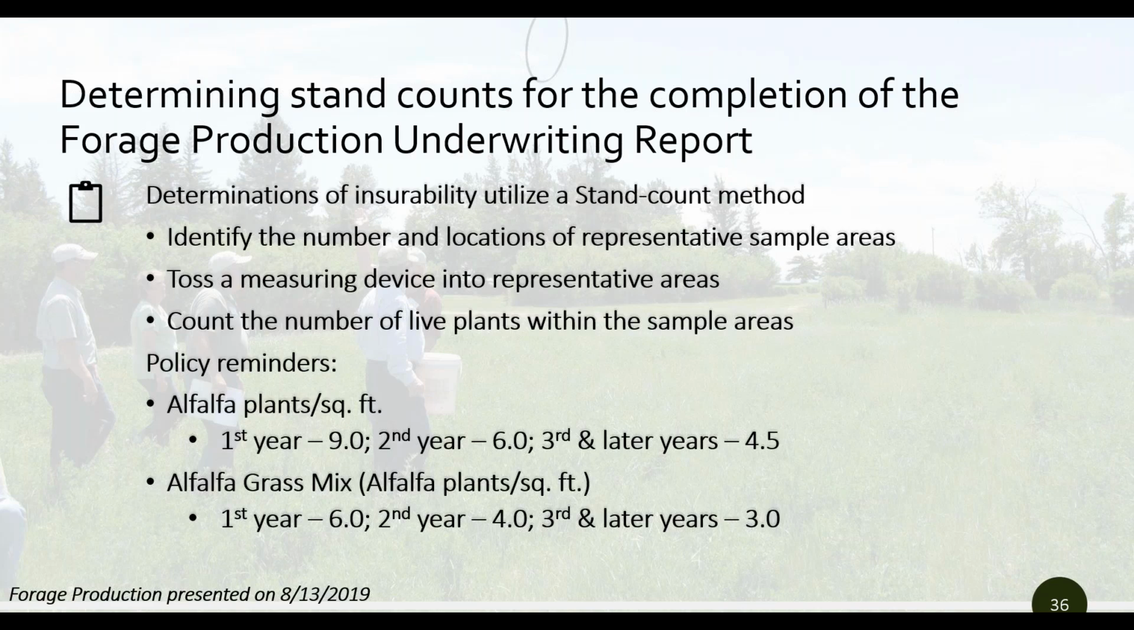So if we've got alfalfa and we're in that first year after the year of establishment, we want to be able to count 9 plants for it to be insurable. If it's an alfalfa grass mixture, then we'll need 6 plants of alfalfa to be insurable.